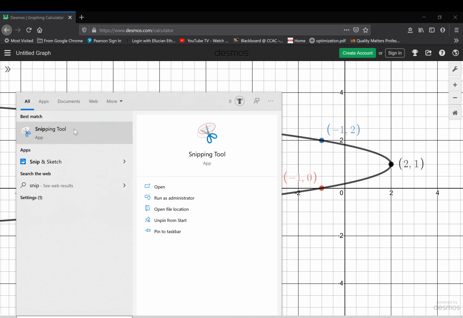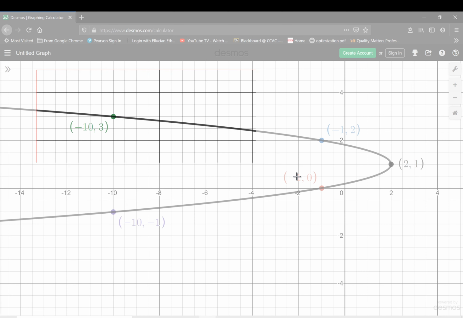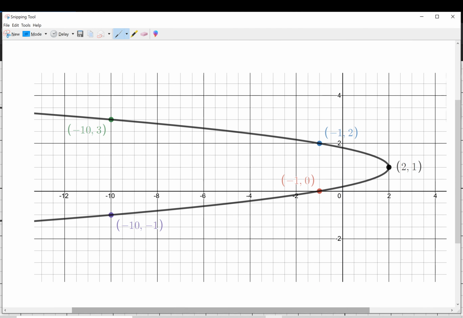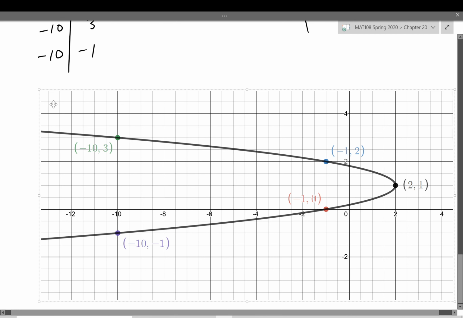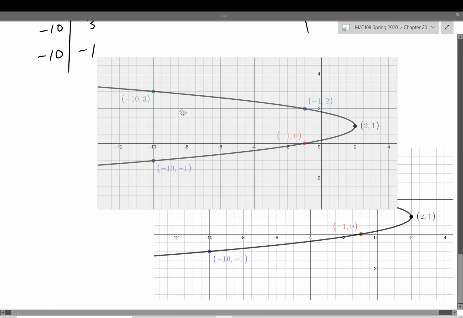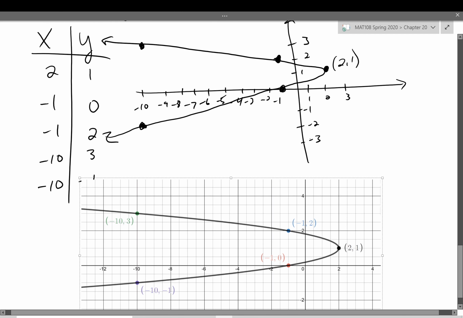So we'll open up our snipping tool, click new, and I just highlight it. That's all. Come back into our notes, and I'll paste it right here. All right, it's kind of large. I'll shrink it down a little bit. There we go. Move it right about there. And as you can see, their parabola is a lot nicer than mine. But mine's not too bad. Okay?